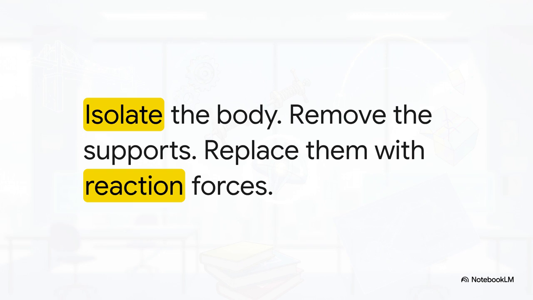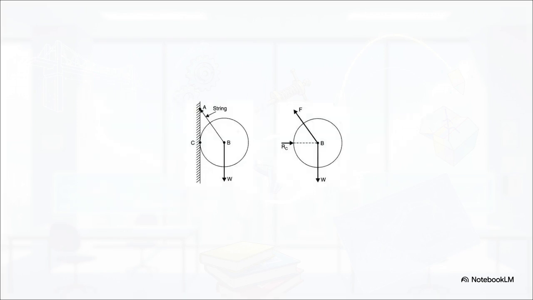And in their place, you just draw simple arrows that represent the reaction forces those physical things were applying to your object. It essentially deletes all the distracting real-world clutter and leaves you with just the pure, raw mechanics you need to actually do the math. Look at how cool this translation is in practice.